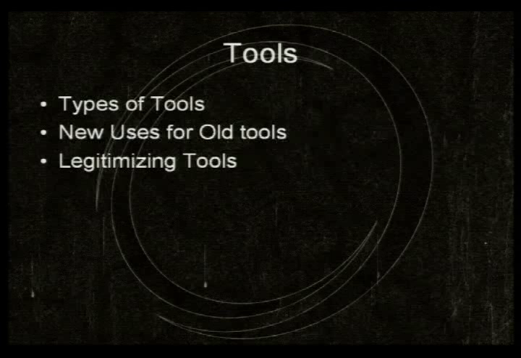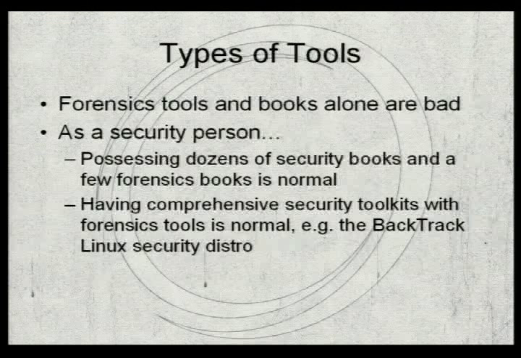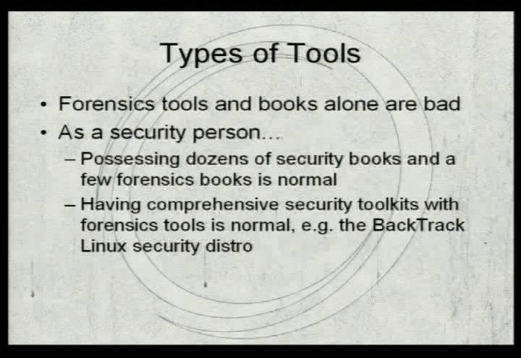Okay, let's go through a little bit more specifics of the tools we wanted to bring out here. Forensics tools and books alone are bad. If the only thing that you've got at your house, if you're doing bad stuff, is a whole bunch of tools and books on anti-forensics, and someone comes and kicks in your door, it's going to be, oh, well, look at that. That's the kind of stuff that will be taken in as evidence.